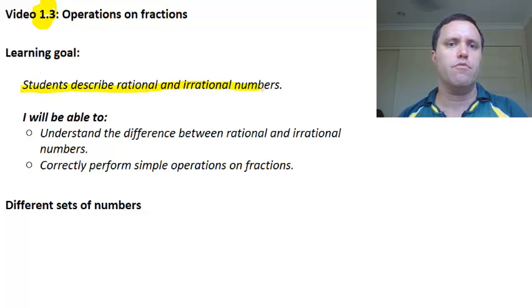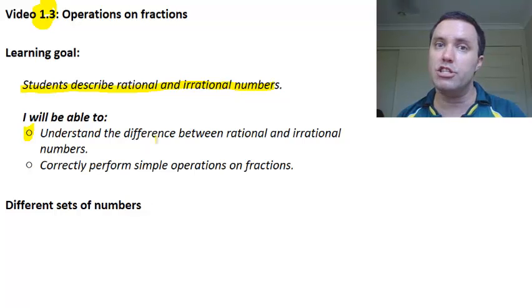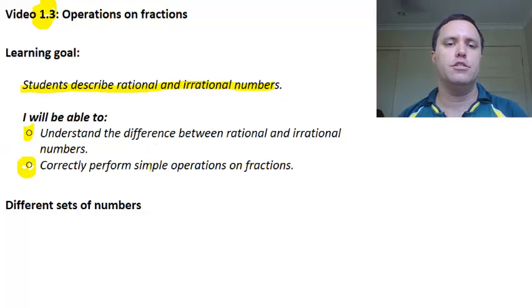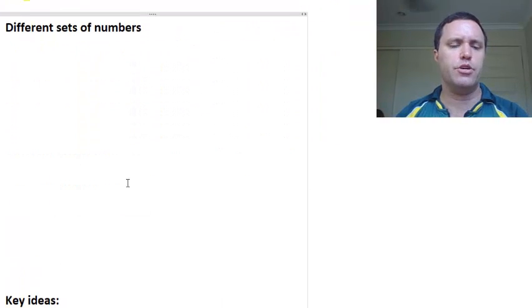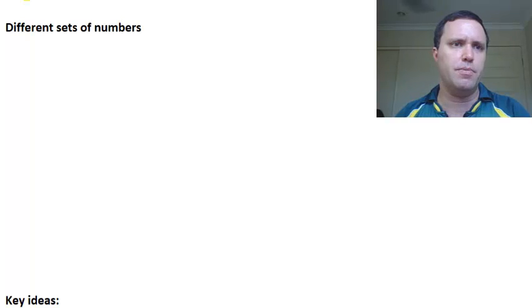So we've got here that students describe rational and irrational numbers. We'll talk about what they mean in a moment. At the end of this, you'll be able to understand the difference between rational and irrational numbers and to correctly perform simple operations on fractions. Okay? Right. So let's talk about different sets of numbers.